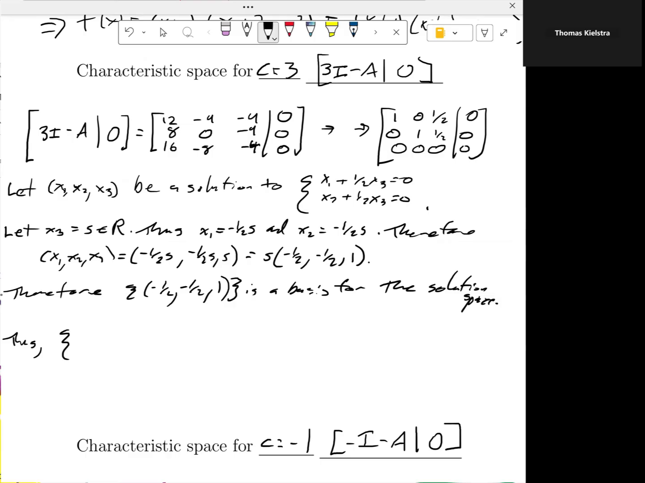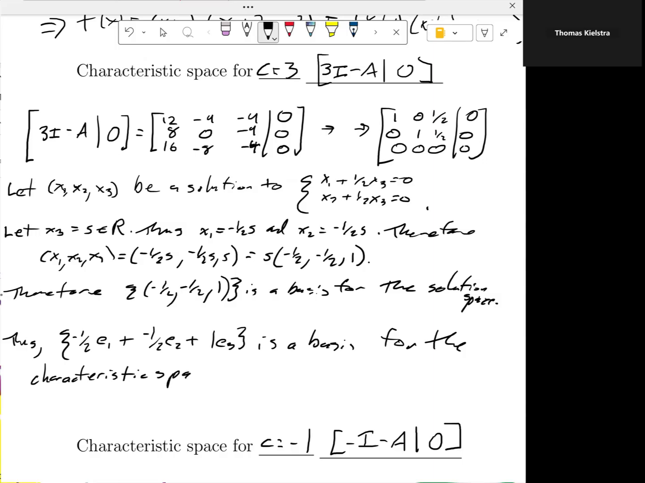Thus, the set {-1/2 E1 + -1/2 E2 + 1 times E3} is a basis for the characteristic space. That is, the set {(-1/2, -1/2, 1)}.